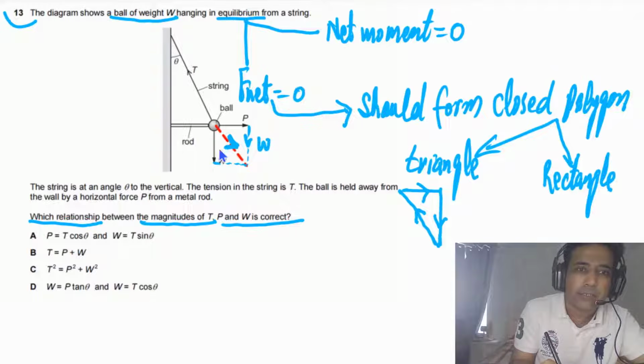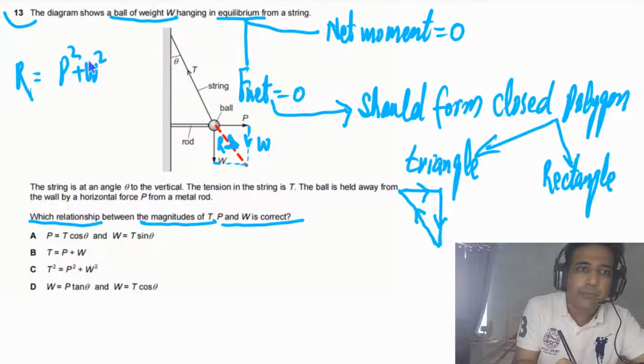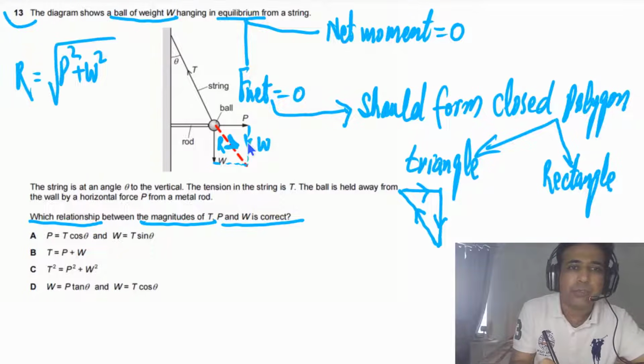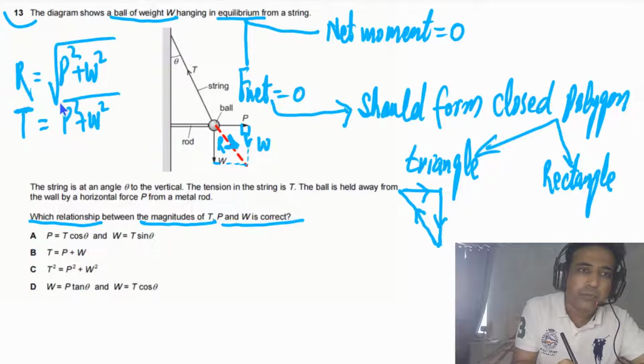Let's say this resultant is R. So R in this case has to be equal to the root of P square plus W square, because this is just a right angle triangle. And for R, we are talking about magnitude. So you can replace R with T, because the magnitude of R has to be equal to the magnitude of T. So we have T equal to the root of P square plus W square.